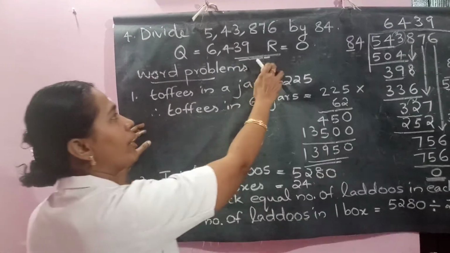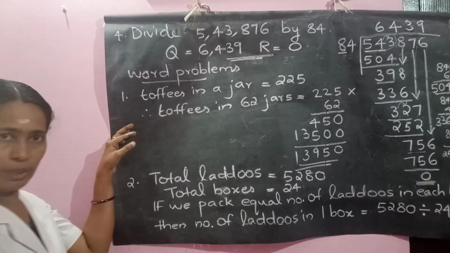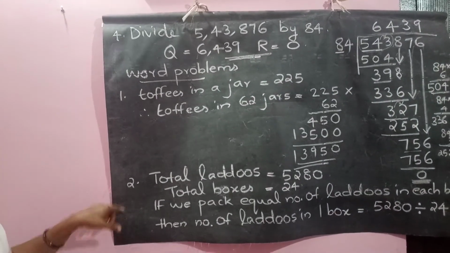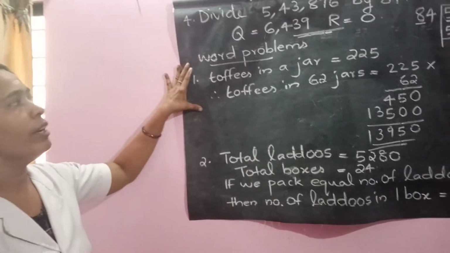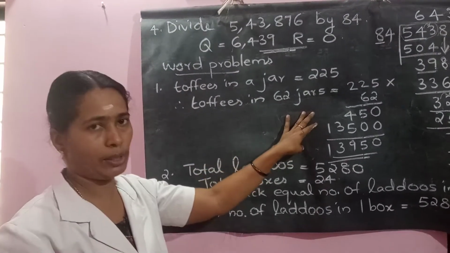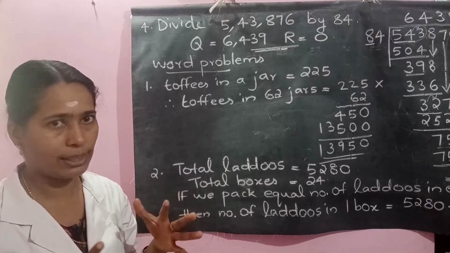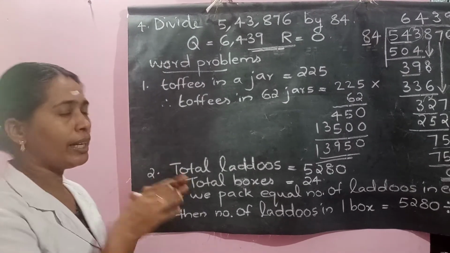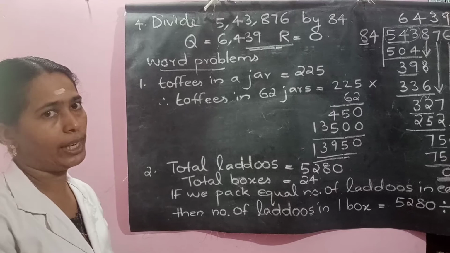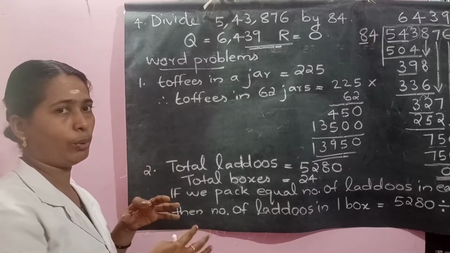6439. Remainder, what we got now? 0. Okay. Then let us have two word problems. The first word problem says that when we go to a shop, we can see that the toffees are kept inside jars. Isn't it? Here also, there is an order of keeping. What is the shopkeeper doing?